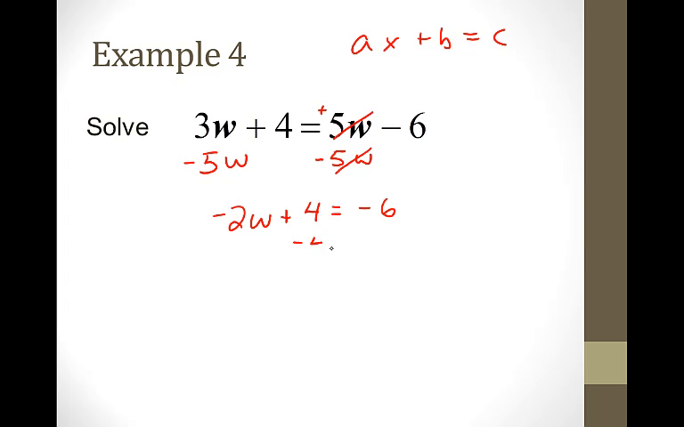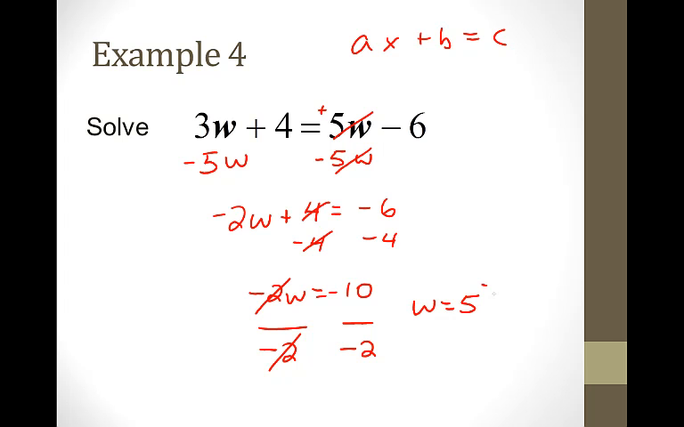So I'm going to subtract 4 from both sides. I have negative 2w equals negative 10. And one more step. Good. Divide by negative 2. So I end up with w equals 5.